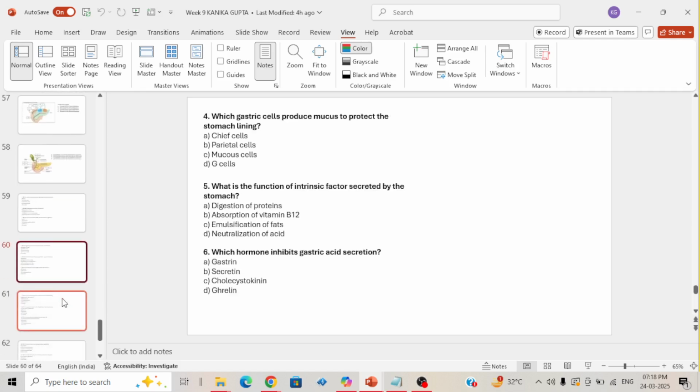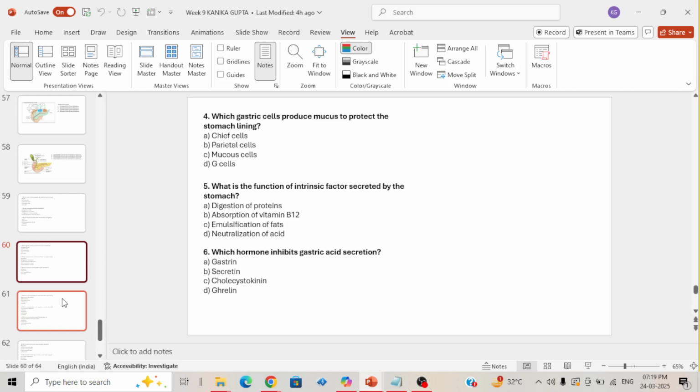Okay. Question number 4. Which gastric cells produce mucus to protect the stomach lining? The answer is very simple. Which cells are those? Mucus cells. Perfect. What is the function of intrinsic factor secreted by the stomach? Absorption of vitamin B12. Perfect.